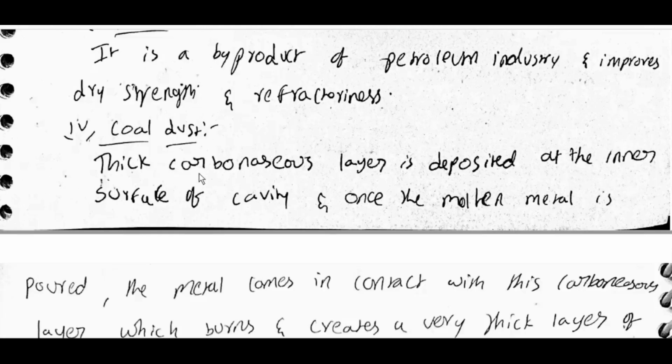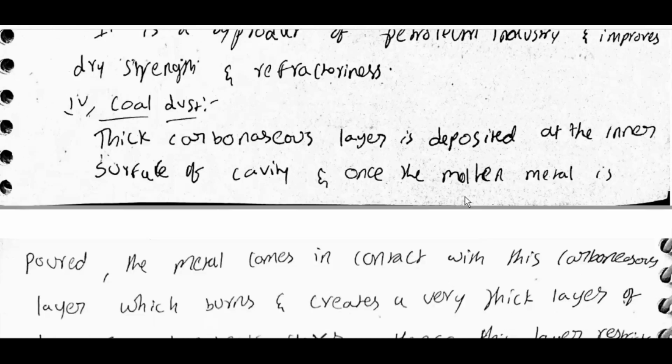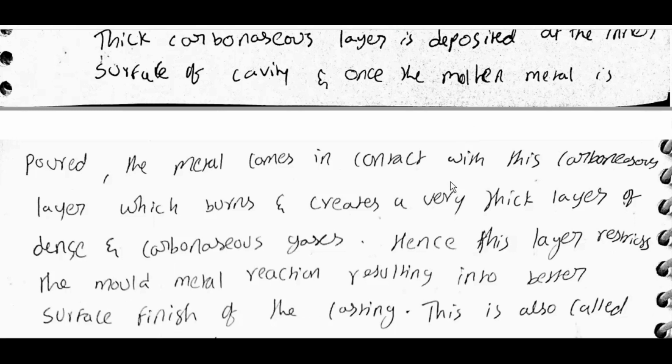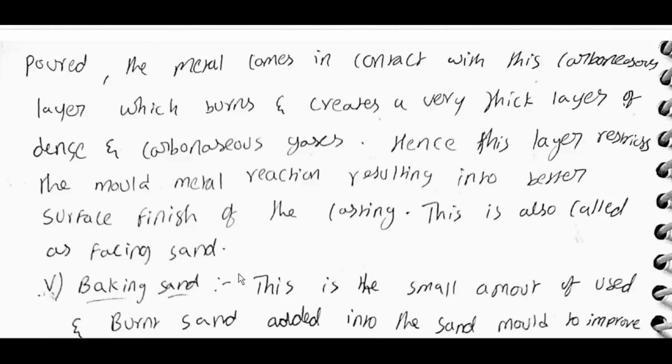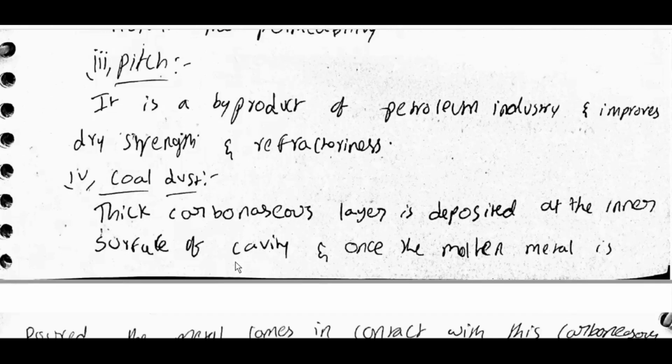Coal dust: a thick carbonaceous layer is deposited at the inner surface of the cavity, and once the molten metal is poured, the metal comes in contact with the carbonaceous layer, which burns and creates a very thick layer of dense carbonaceous gases. Hence, this layer restricts the mold metal reaction, resulting in better surface finish of casting. This is called a facing sand.